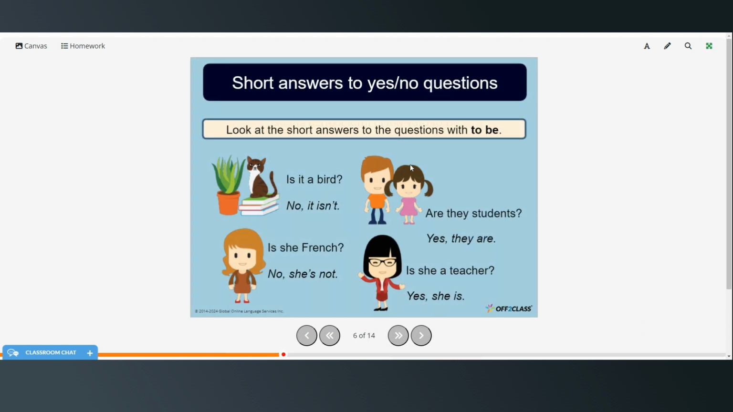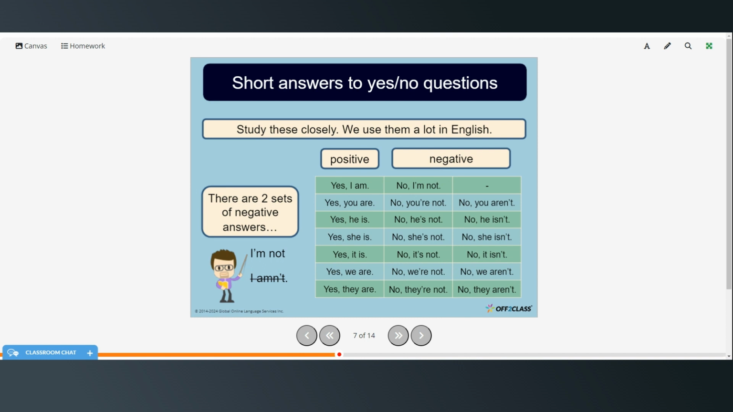All right, and then look at the short answers to the questions with the verb to be. So, is it a bird? No, it isn't. Are they students? Yes, they are. Is she French? No, she's not. Is she a teacher? Yes, she is. So study these closely because we use these a lot in English.